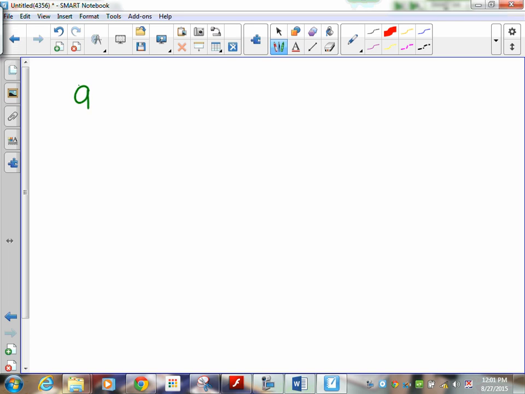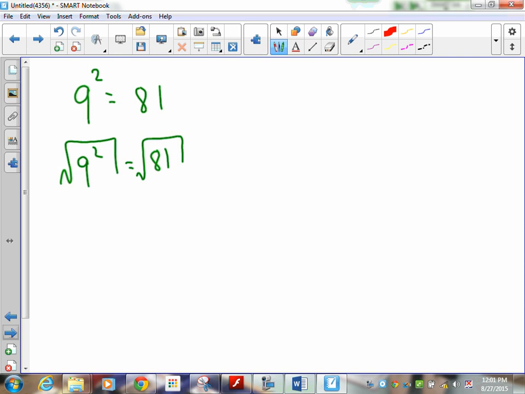So, we know that 9 squared is 81. What is the square root of 9 squared? Well, since we know that 9 squared is 81, we're really asking you for the square root of 81. So, the square root of 81 is 9. So take a look at it. If you want to find out what the square root of 9 squared is, remember this is 9 times 9. So what are you multiplying by yourself to get 9 squared or 81? It's 9.